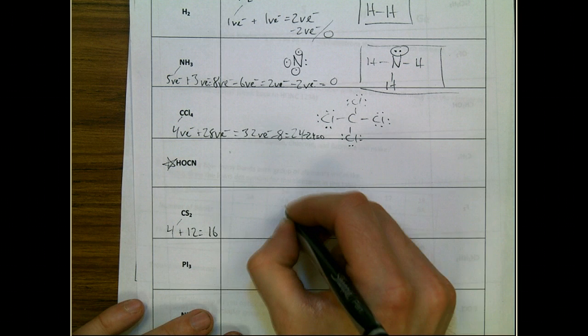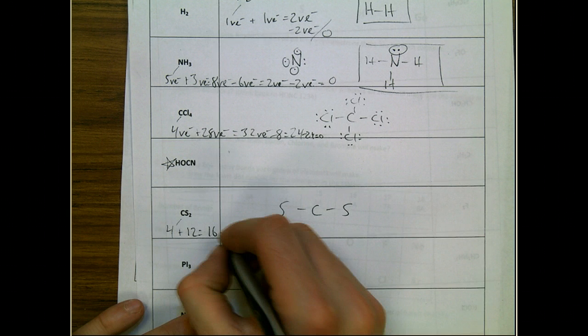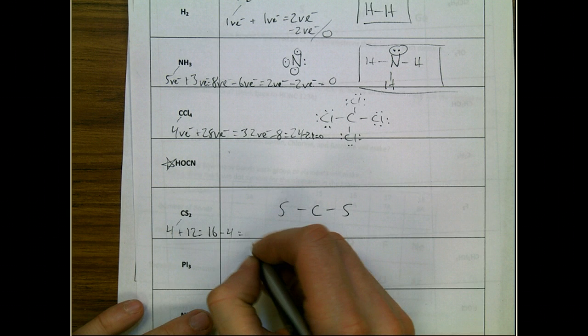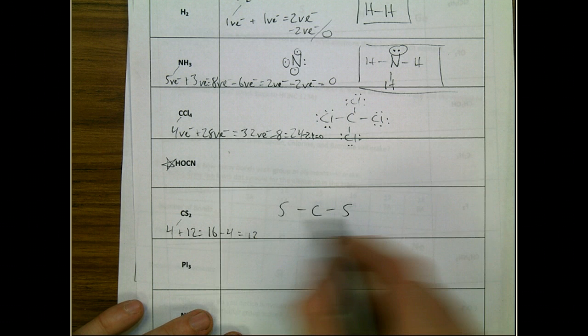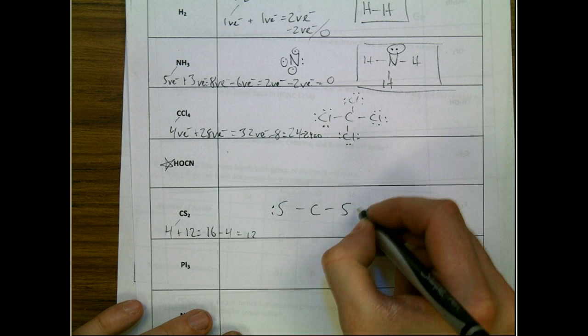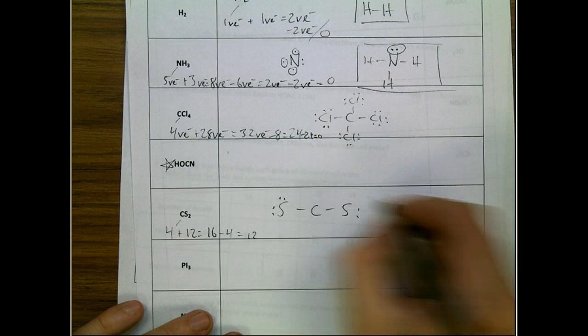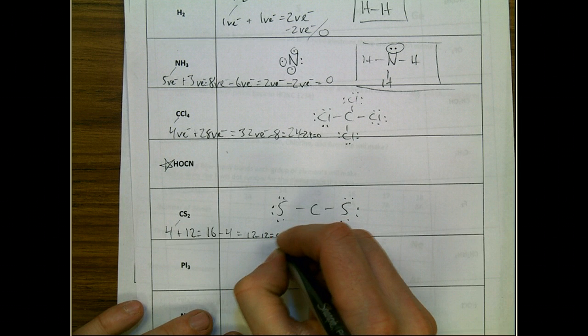Spread out my sulfurs. When I connect the sulfurs, I've used 2, 4 electrons. Subtract that from my total, and I have 12 valence electrons left. So I spread the 12 evenly. I like to spread them symmetrically on the left side and the right side. So I begin 2, 4, 6, 8, 10, 12. I've used all 12. I have 0 valence electrons left.